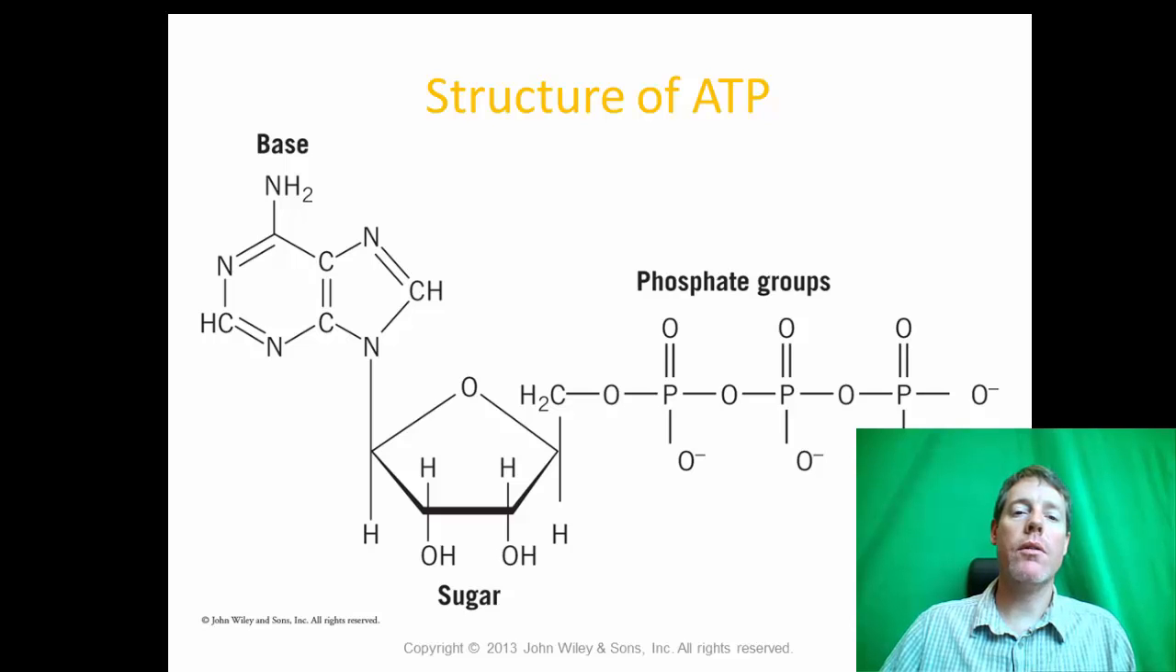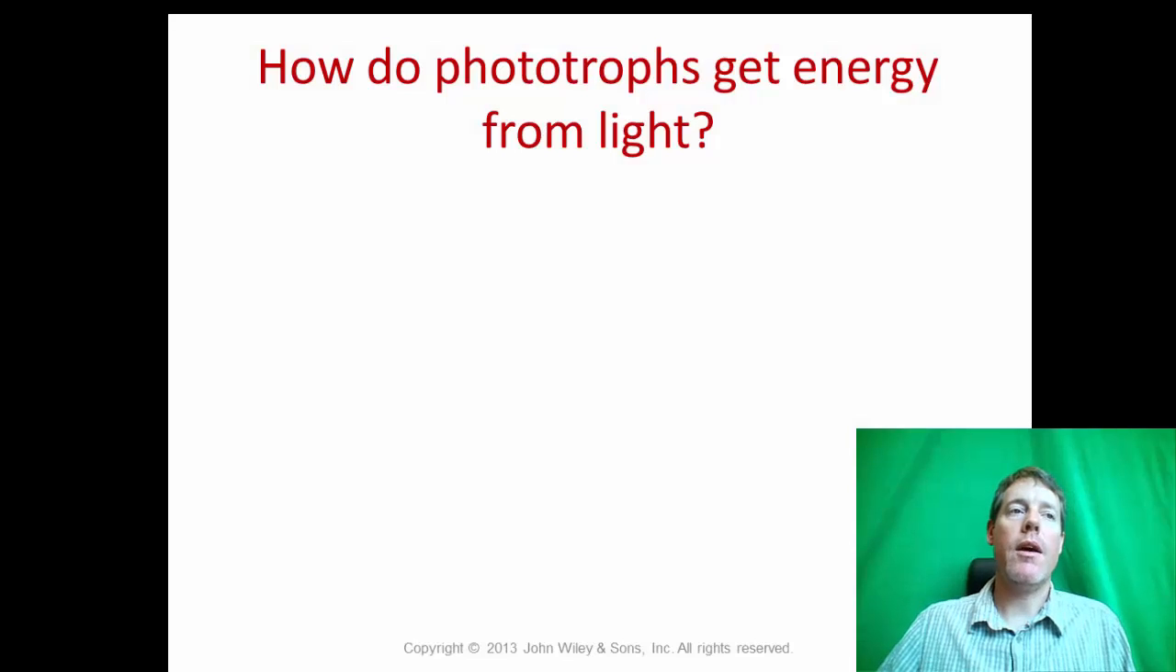Here is the molecule ATP, and notice the 3 phosphate groups on the right. It's between that second one and the third one where the usable energy is stored. Now, another key question in metabolism is, where does the energy come from in the first place?